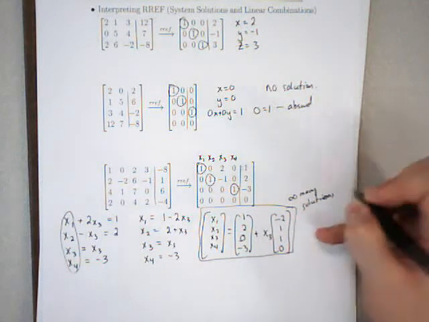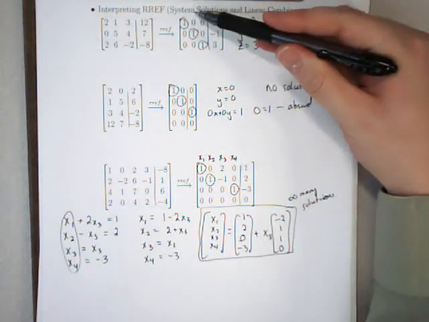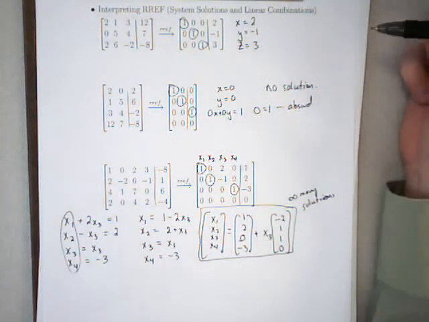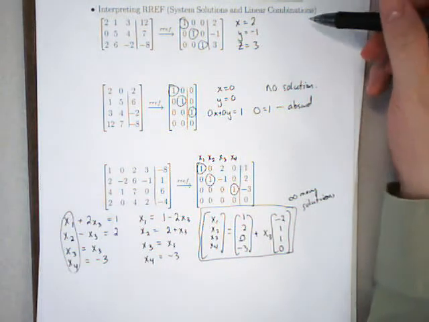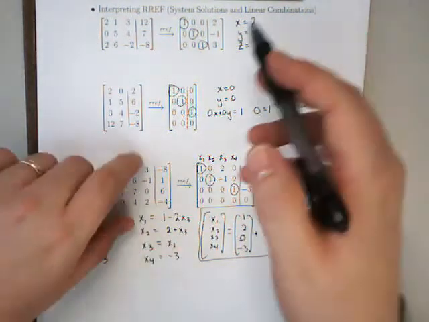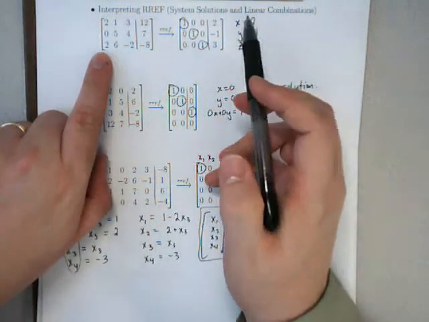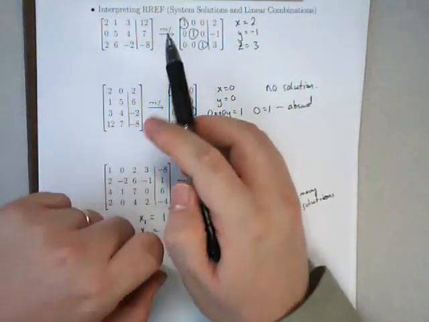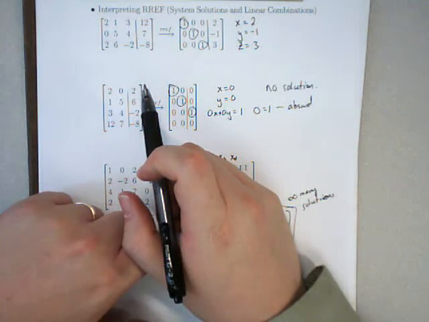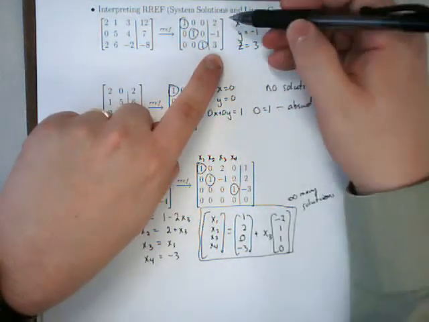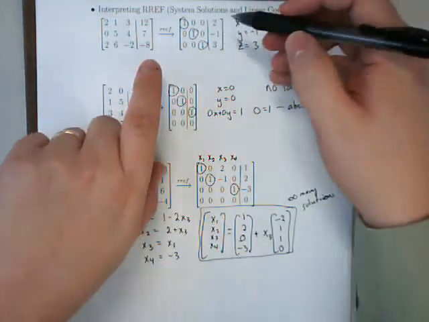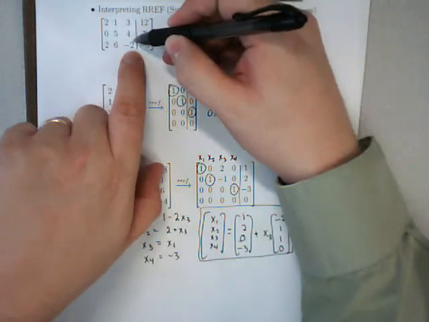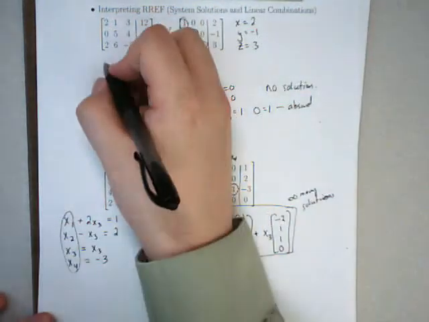All right, that takes care of the interpretation in terms of solutions to systems. Now we're going to look at linear combinations. What does RREF tell us about linear combinations? We're going to look here at linear combinations of columns. So here I have 4 columns. Are the columns linearly dependent or linearly independent? Well, since the 4th column is not a pivot column, I know the 4th column, this 12, 7, -8, is actually a linear combination of the ones that preceded.